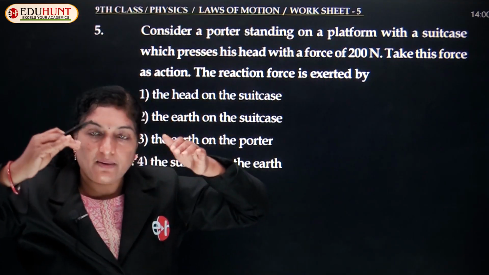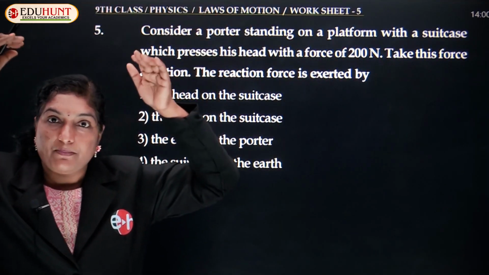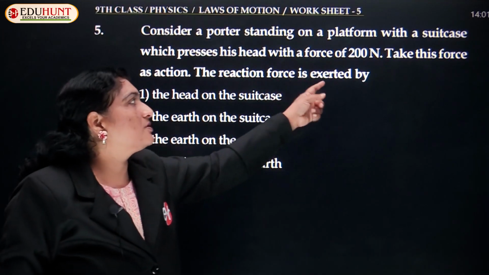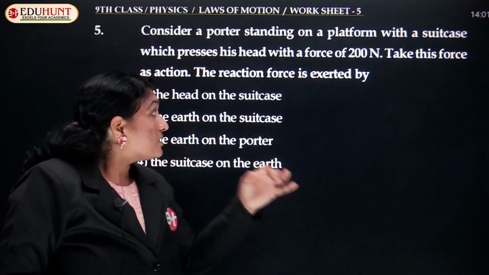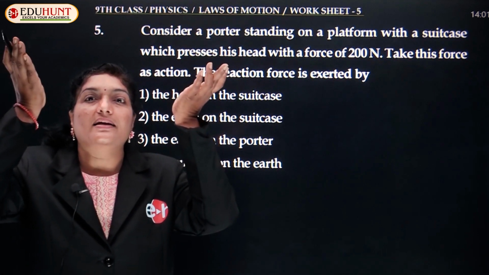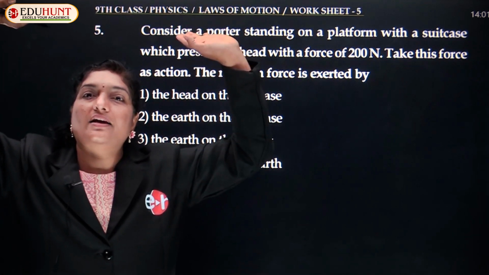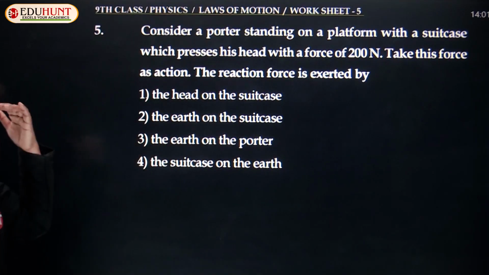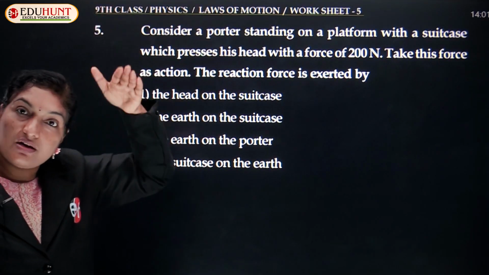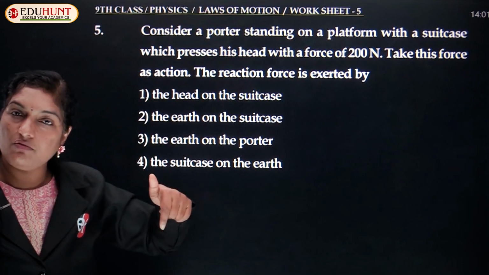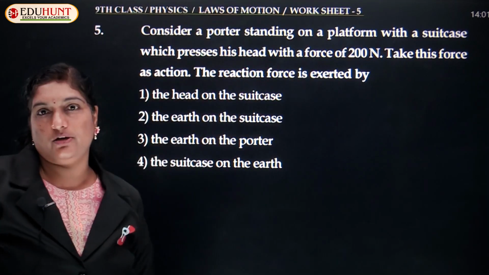This is the action part. The force exerted by the suitcase on the head is the action, that is 200 newtons. Take this force as action. The reaction force exerted by the head is obviously the same 200 newtons in the upward direction. The force exerted by the suitcase on the head in the downward direction is 200 newtons.